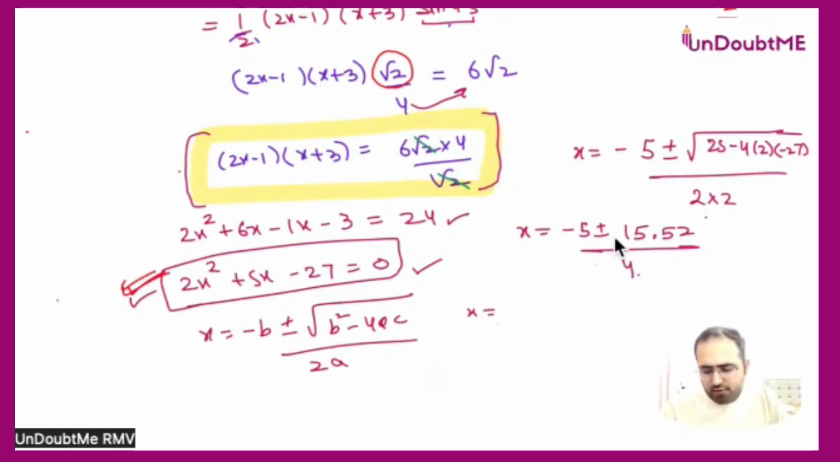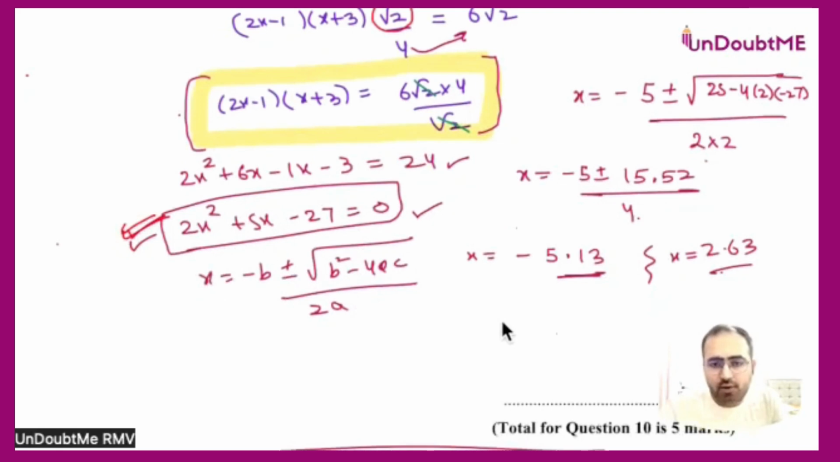And that will be divided by 4 will give me negative 5.13. If I take the positive value, I'll take 15.52 minus 5 divided by 4. It is coming out as 2.63. These are the two answers which we are getting from solving that.